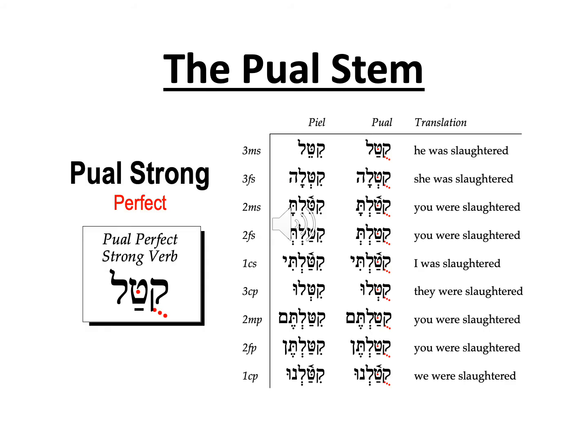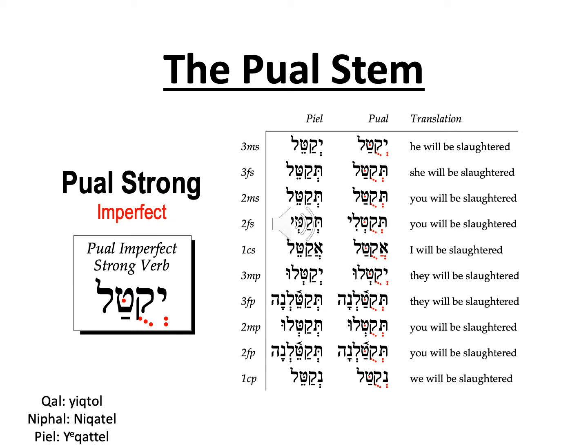Here is the complete Pual strong perfect paradigm. As you can see, it is very similar to the Piel perfect paradigm. The only difference being that instead of a hireq, we have a qibbutz. We still have that dagesh in the second root letter, and instead of a tsere as in Piel, we have a patach as in Pual.